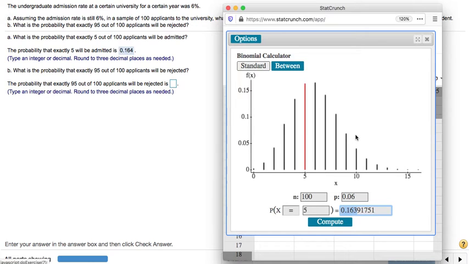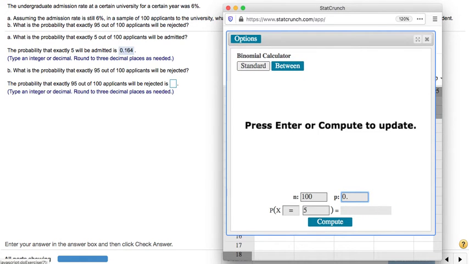Thinking of how we can get that value from this calculator, a few things are changing though. For starters, n equals 100 does not change. But here we're talking about rejected. Well, if 6% are accepted or admitted, then it must be that p is equal to 0.94 because the other 94% would be rejected. So that's different here since we're talking about rejected instead of admitted. Furthermore, I have to change this number too because it's asking, what's the probability that exactly 95 will be rejected? So it's got to be equals and 95.